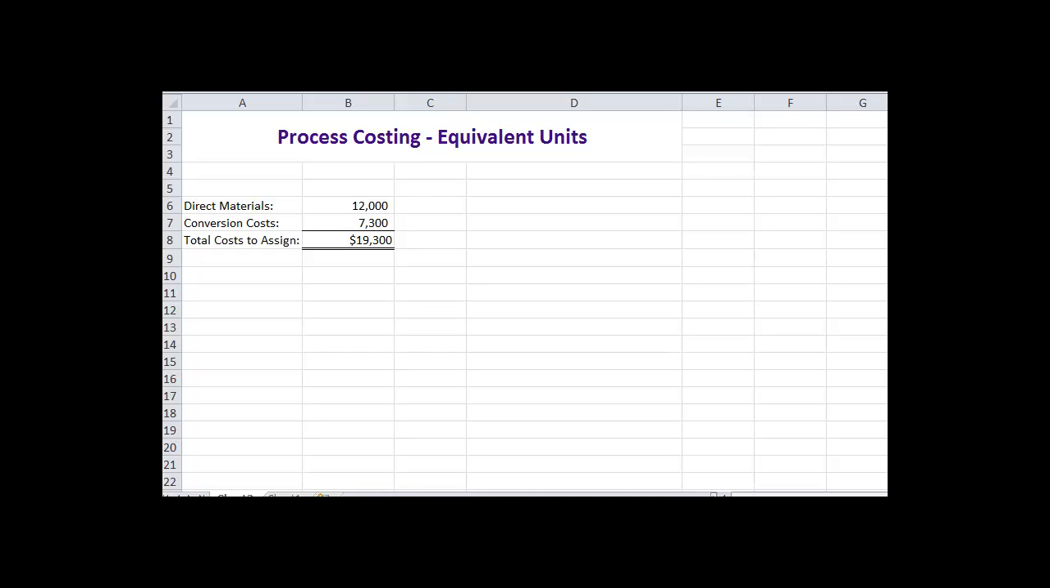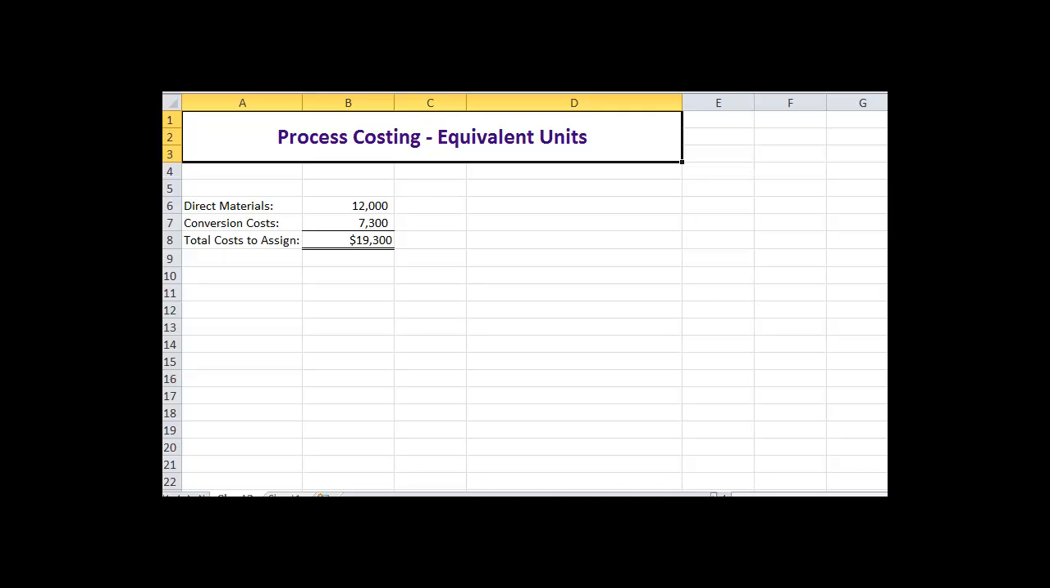Department Y's costs were as follows: direct materials, $12,000. Conversion cost, $7,300, for total cost to assign of $19,300. At the end of February, only 8,000 of the 10,000 units started were complete. The completed units were sold or are in the finished goods warehouse.